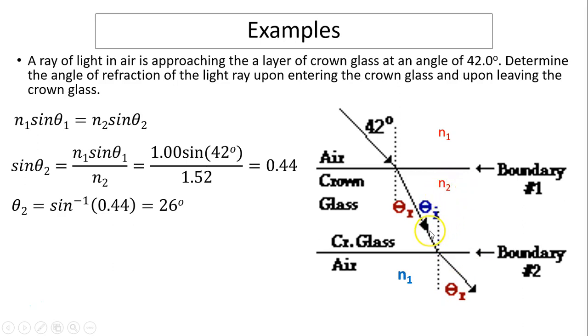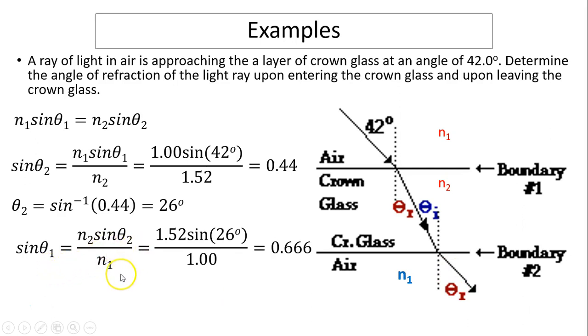So N2, this would be your theta 2, this blue one. And N1, this is your theta 1. So in this case, you're trying to find the angle coming out. The way I did it, I have this theta r as theta 1. So I have sine theta 1 equals N2 sine theta 2 divided by N1. And N2 is 1.52, sine 26 degrees, and N1 is 1. So that's air. So I have 0.666, and again, theta 1 is inverse sine of this number, which gives you 42 degrees. Look, 42 degrees, you enter at 42 degrees.